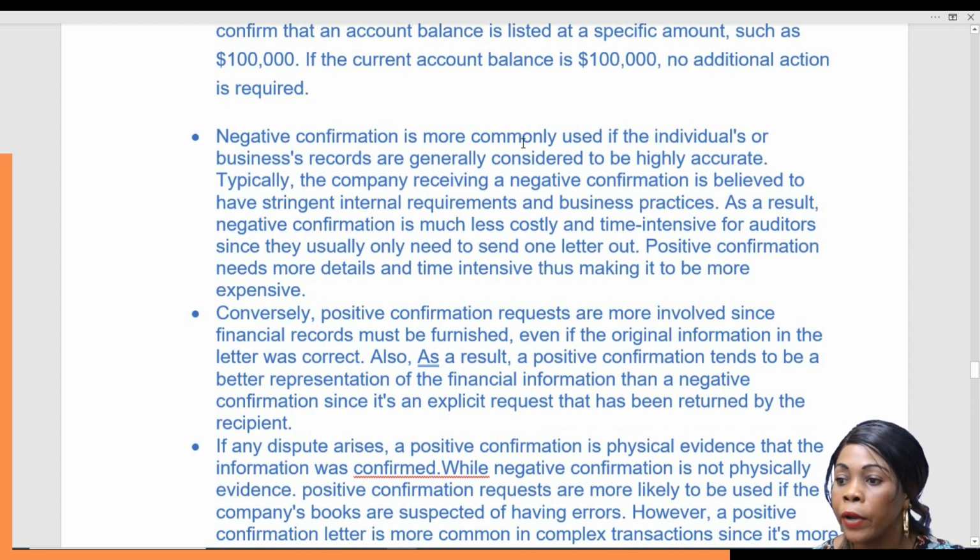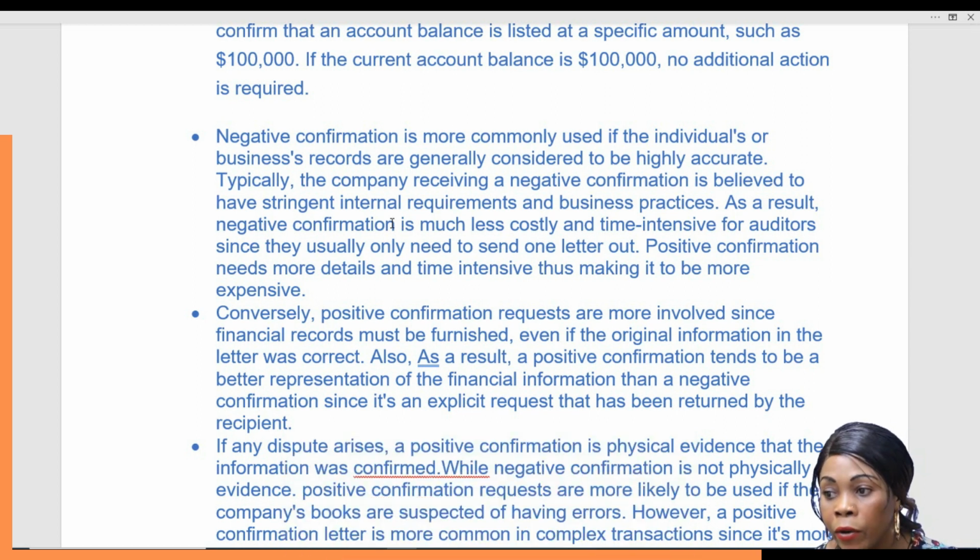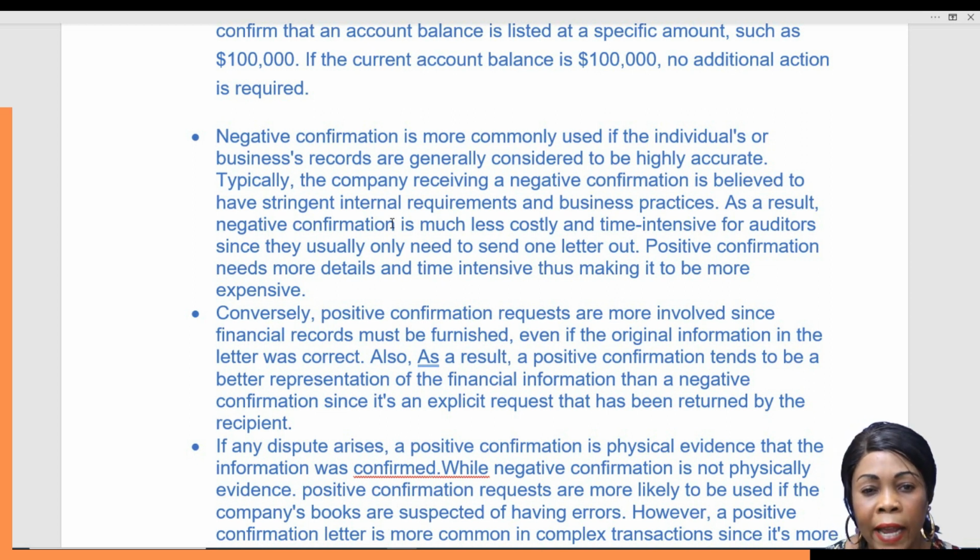Negative confirmation is more commonly used in individuals or businesses records, which are generally considered to be highly accurate. As a result, negative confirmation is much less costly and time intensive for auditors, since they usually only need to send one letter, as compared to a positive confirmation, which is time consuming and needs a lot of accuracy, which makes it more expensive as compared to the negative confirmation.